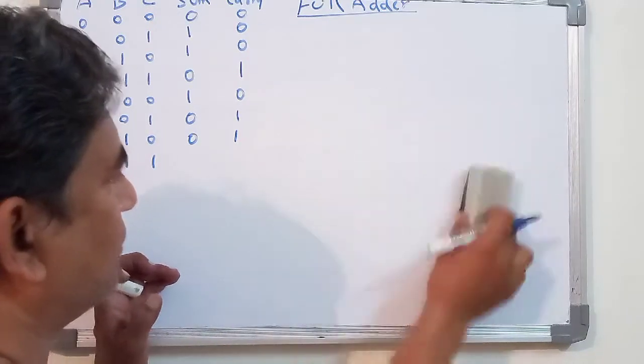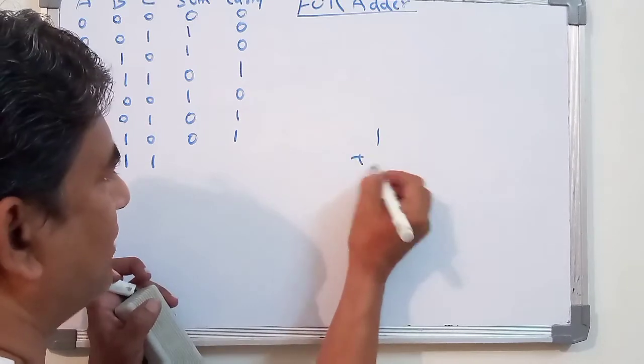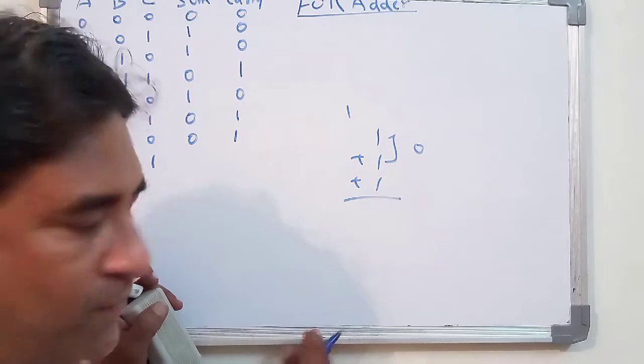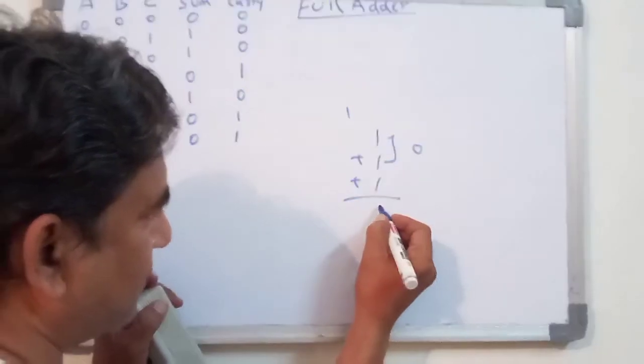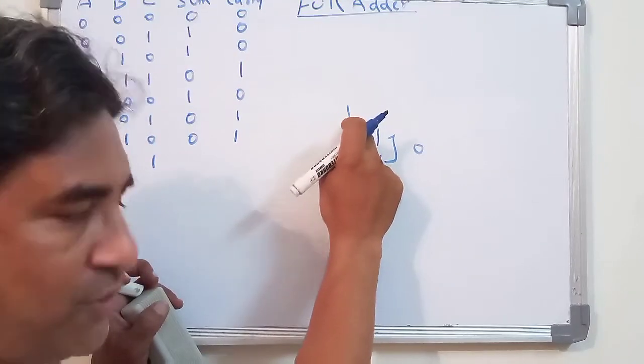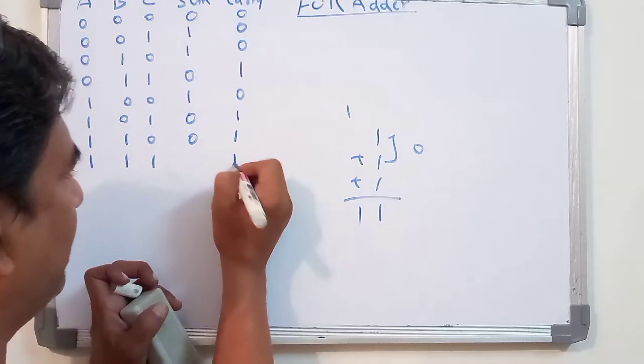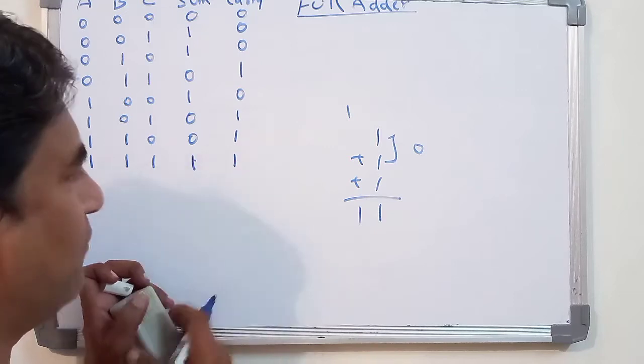Okay students. Then the last row, that is 1 plus 1 plus 1. So 1 plus 1 is 0, carry is 1. 0 plus 1 is 1, and whatever carry you have generated, you have to write down here. But in the table, you have to write the carry as 1, and the sum is 1.